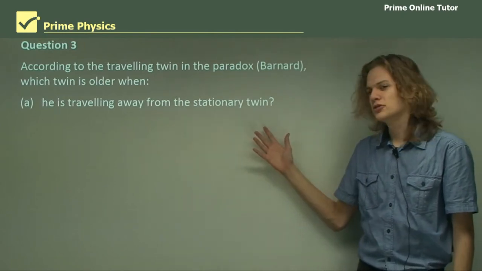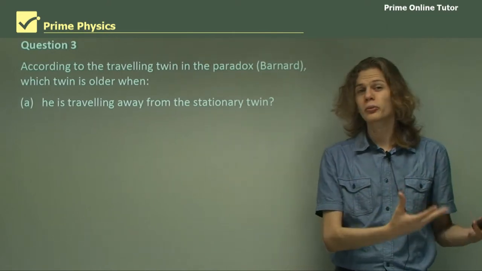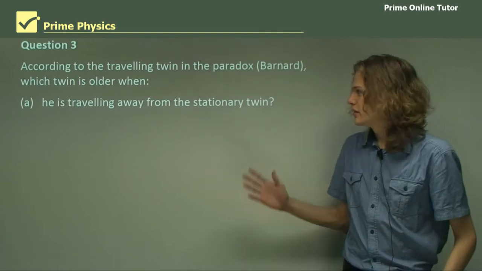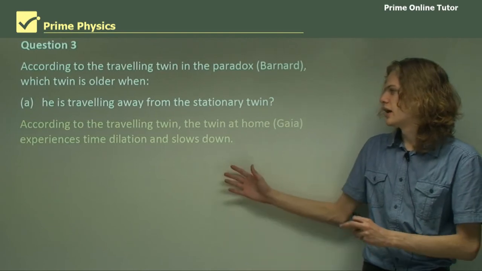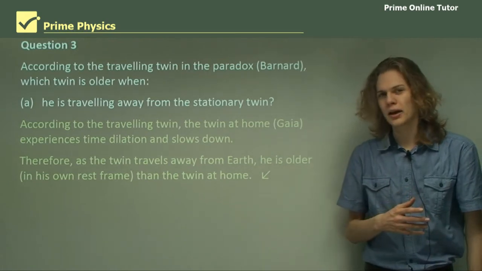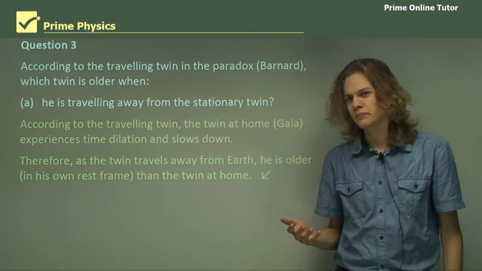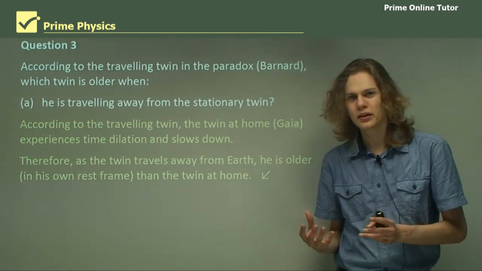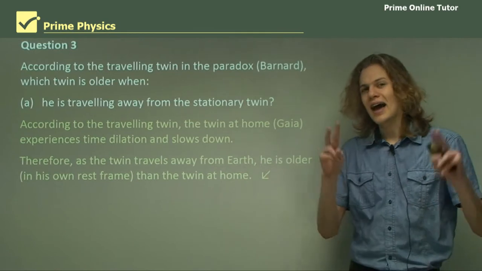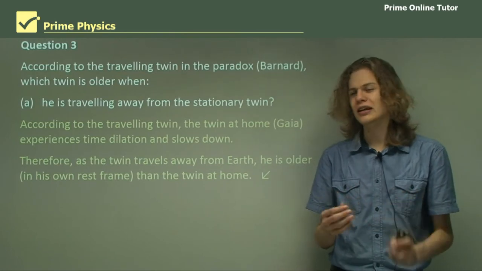So when he's travelling away from the stationary twin, and they started off at the same age, he notices that he's aging normally, but Gaia's clocks are running slowly, so she ages more slowly. That means that Barnard believes that Gaia is slowed down, and therefore Barnard is older and Gaia is younger. If you look at it from Gaia's point of view, she'll disagree. But because of the relativity of simultaneity, you can't really say that one is right and the other is wrong. Because when they're measuring their ages at the same time, they're measuring them simultaneously, and the concept of simultaneity won't be the same for both of them.